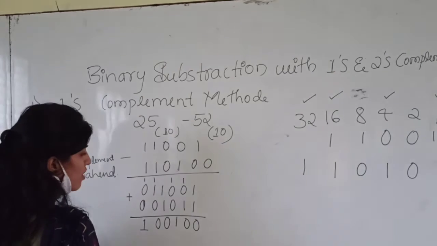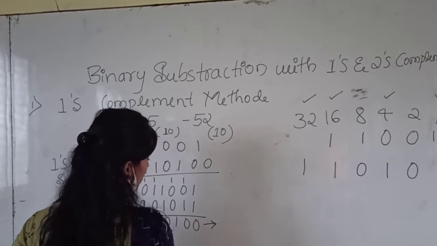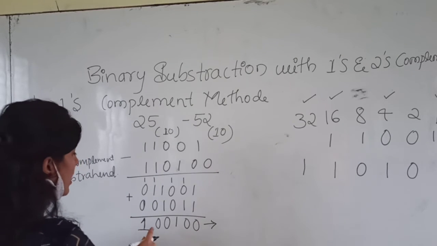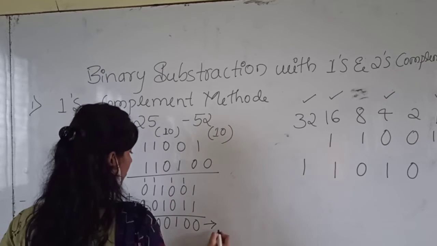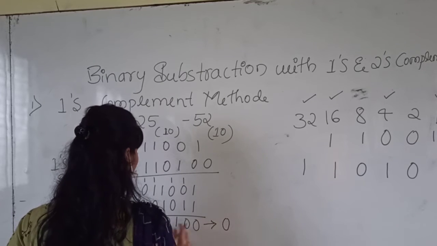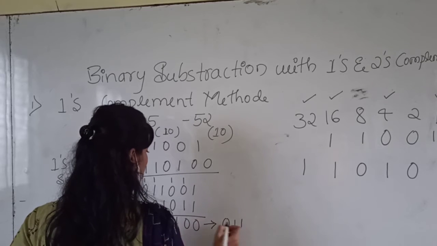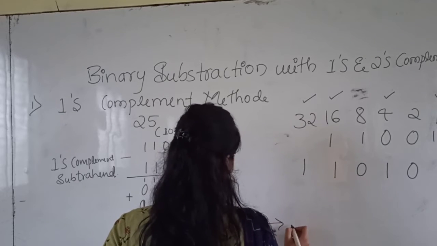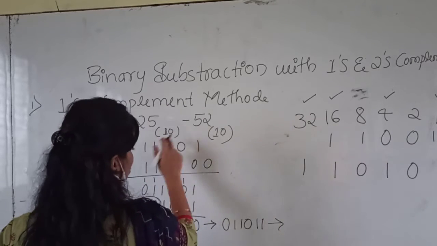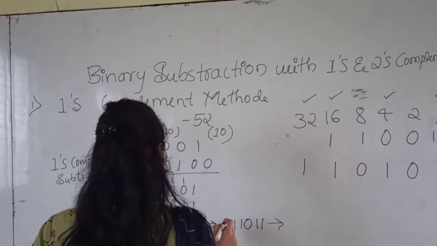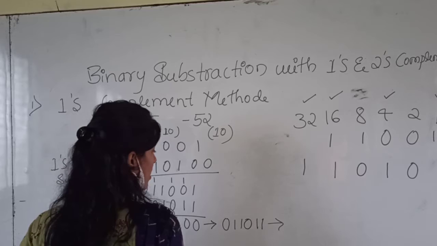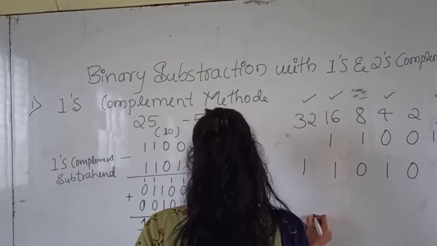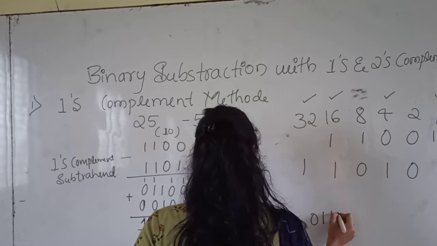For the final answer you make a recomplement of this number. If a carry is not generated at all, you take the recomplement of that number to get the final answer. This is the final answer, and just put a negative sign at the final result to show a negative answer.